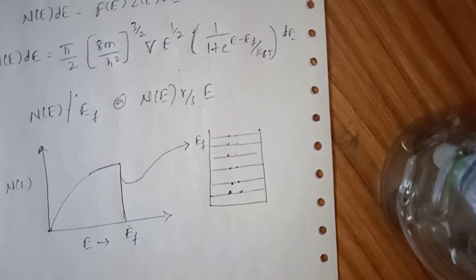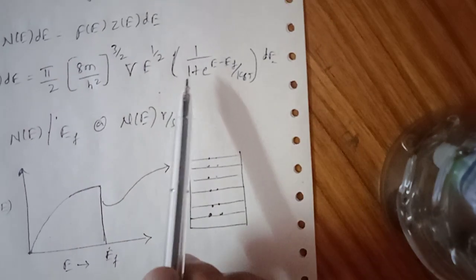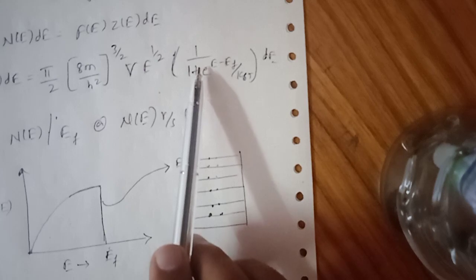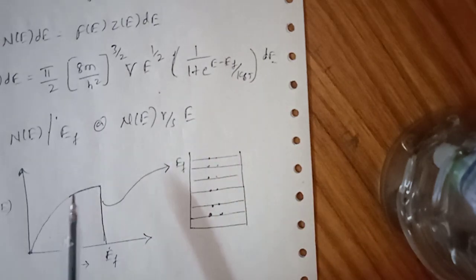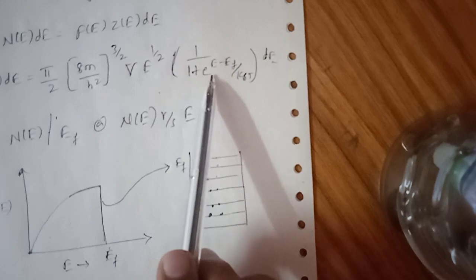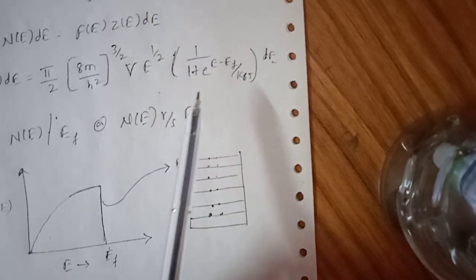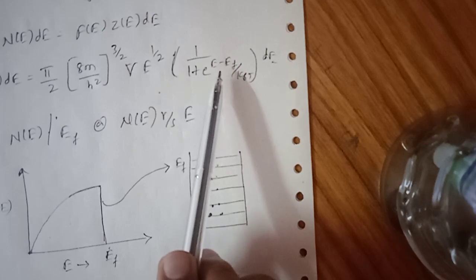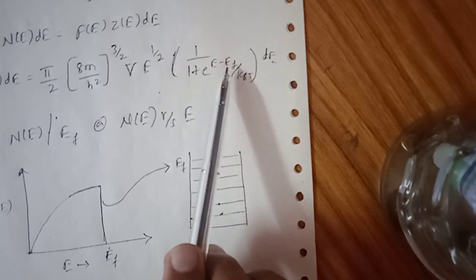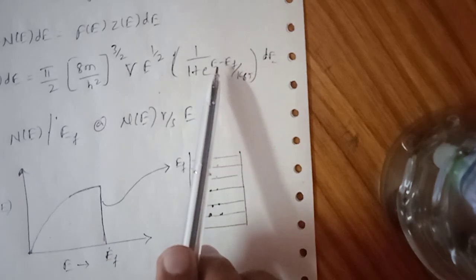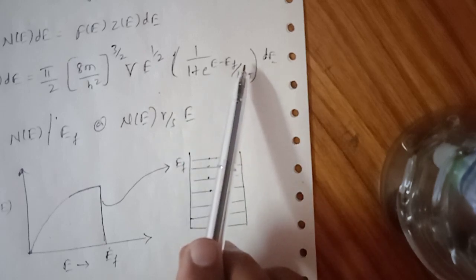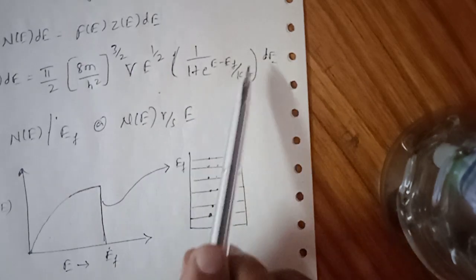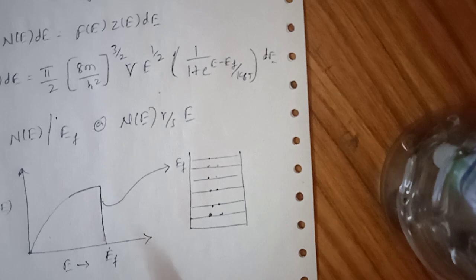Here you can see the expression. This is the Fermi factor. The Fermi factor is a probability deciding factor with respect to temperature, 1 over 1 plus exponential of (E minus E_F) by k_B T. Based on the condition, whether E less than E_F at T equal to 0, E greater than E_F at T equal to 0, or E equal to E_F at T greater than 0 Kelvin, you can decide the probability of occupation of electrons in the available energy states.